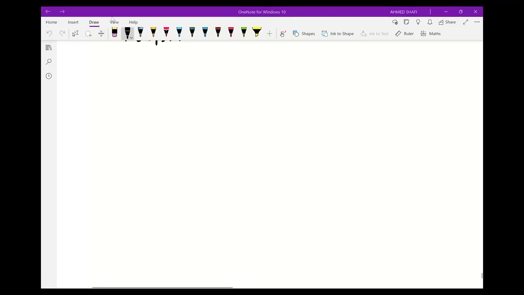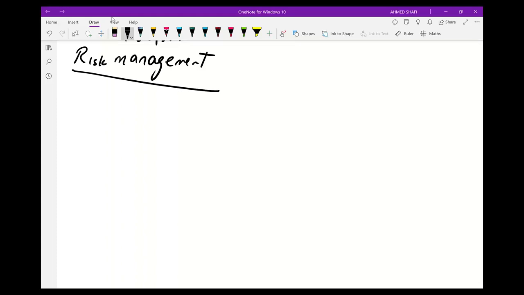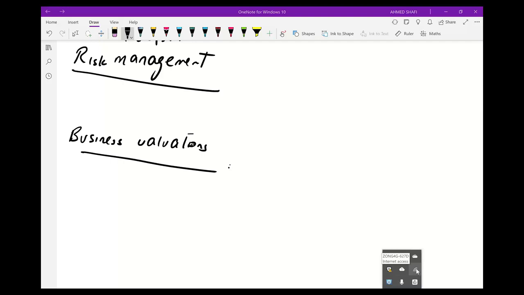The first portion is risk management, which I will try to do in the first part of the class. And the second portion is basically business valuations. Okay, so these are the two portions which we plan to cover in today's class.